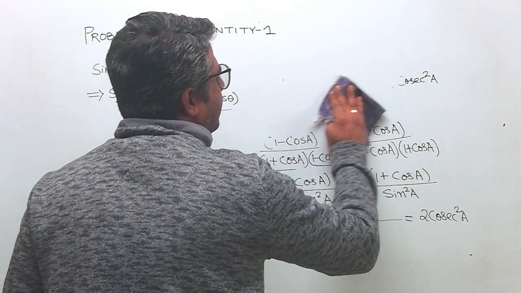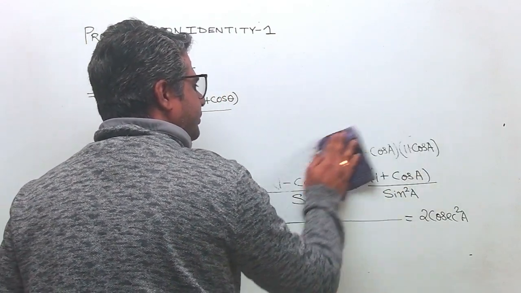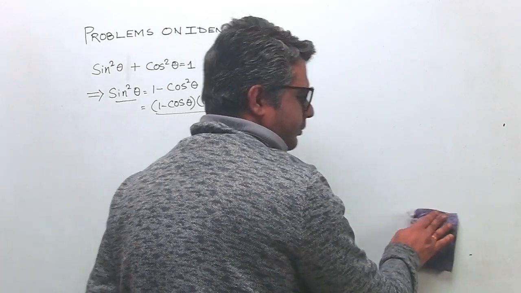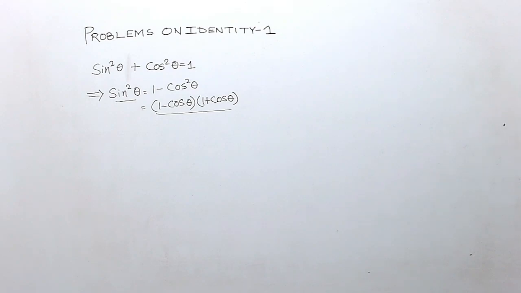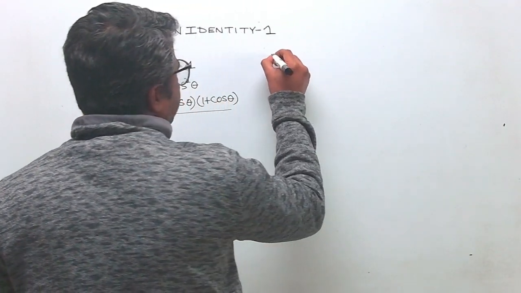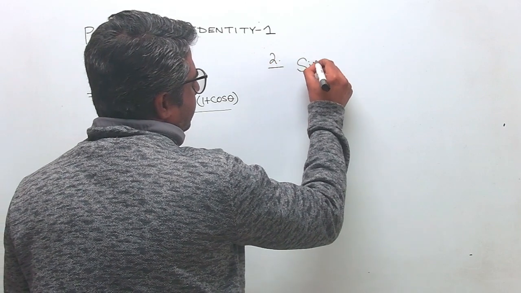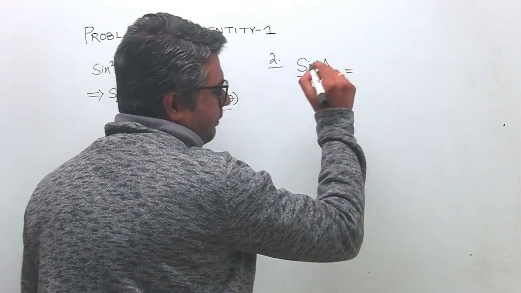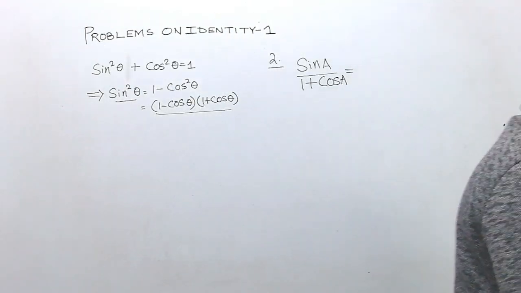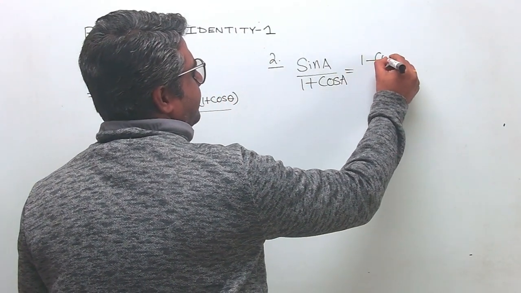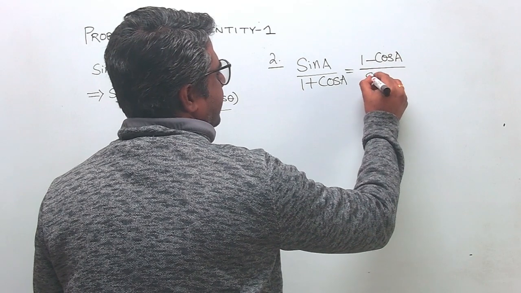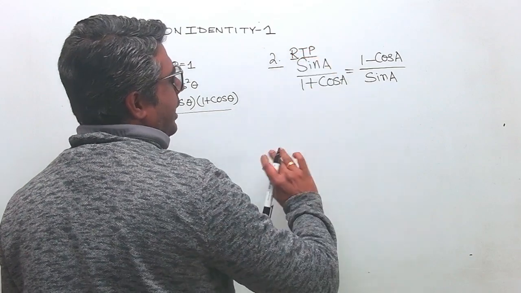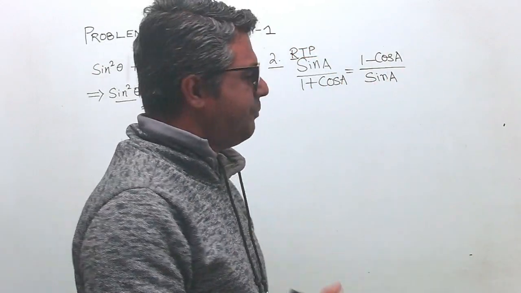What is my next required to prove? Number 2, sin A by 1 plus cos A, and I have to prove this is equal to 1 minus cos A by sin A. Again, please write this down because this is very important to write required to prove. Every time I have to take a note of the right hand side, what I need to bring in.